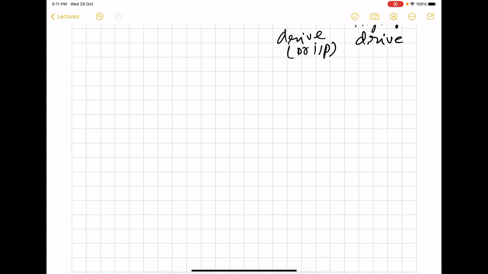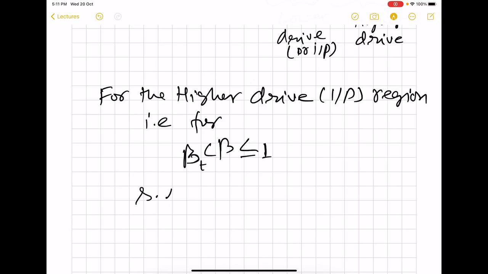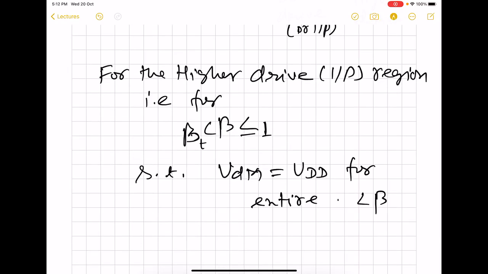So we are now going to find out I2 for the higher drive region, such that VDM equal to VDD for entire upper drive region. So this is the objective.